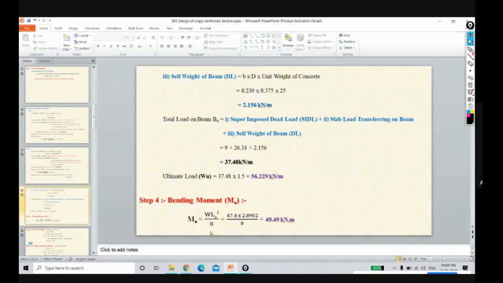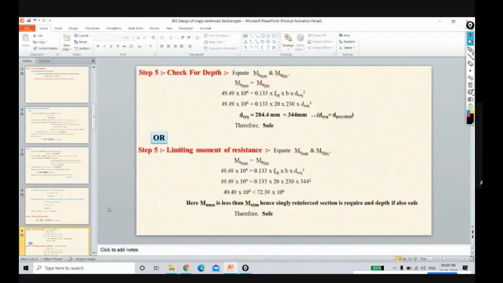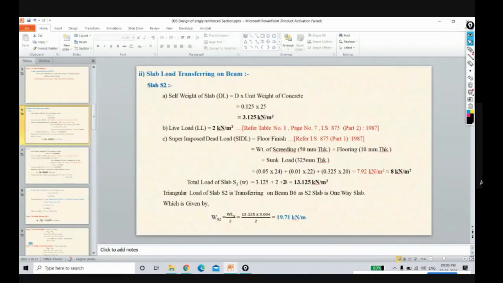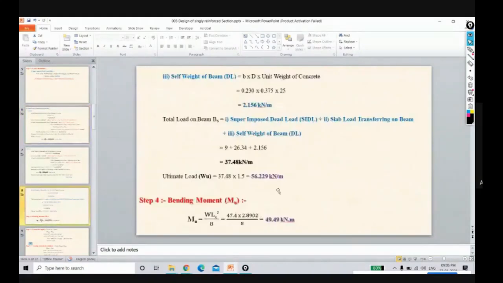And then bending moment, again WL square by 8, and the other procedure is the same. That we will discuss tomorrow, one-way and two-way slab, because some corrections are there. That corrections I will do today, and then we will discuss in the next session. Because the bending moments are different, as here they have considered only 47. Okay, load is 47, but actual load is 56, correct? So that corrections I will do, and then we will discuss it.